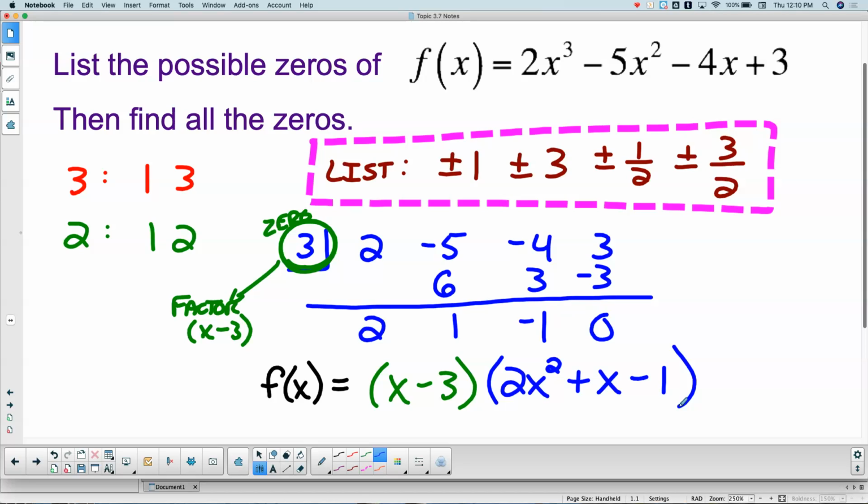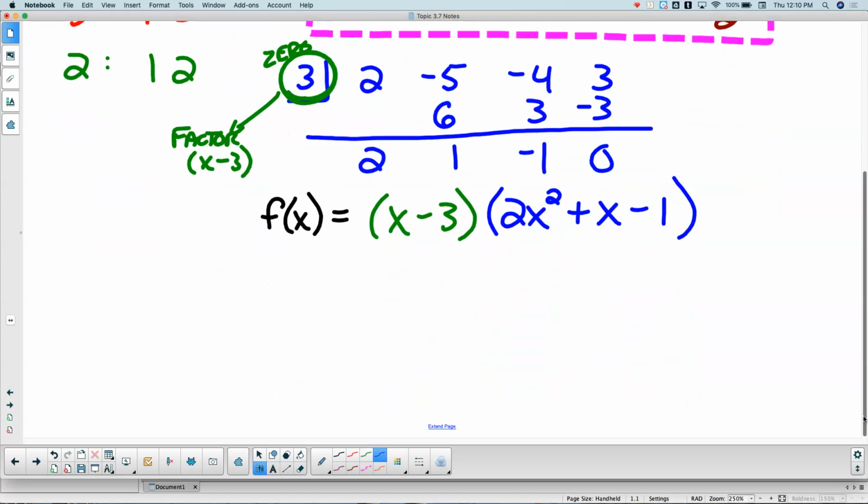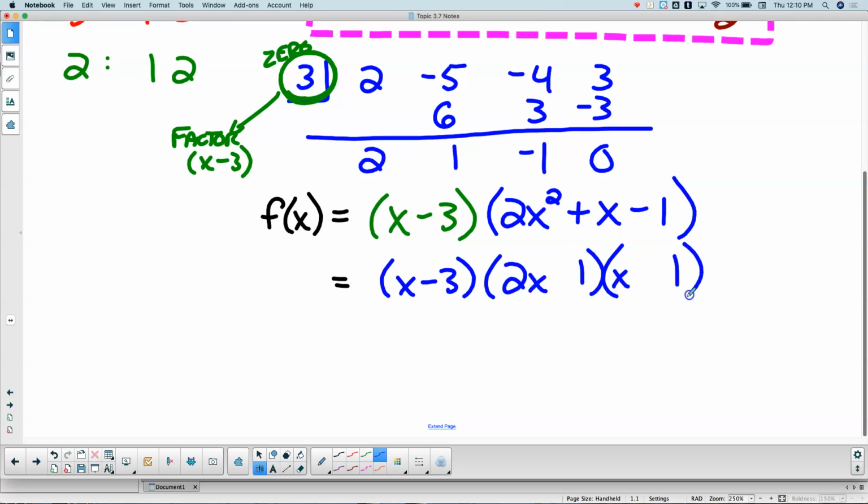2x squared plus x minus 1. Factorable, not factorable? Does that work? Yep. Okay.